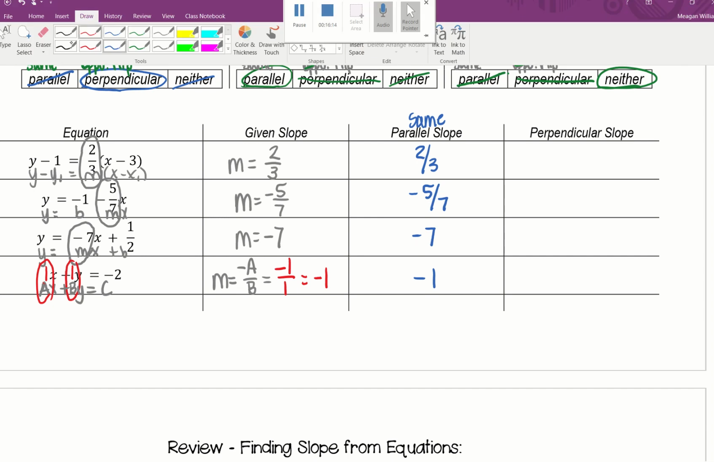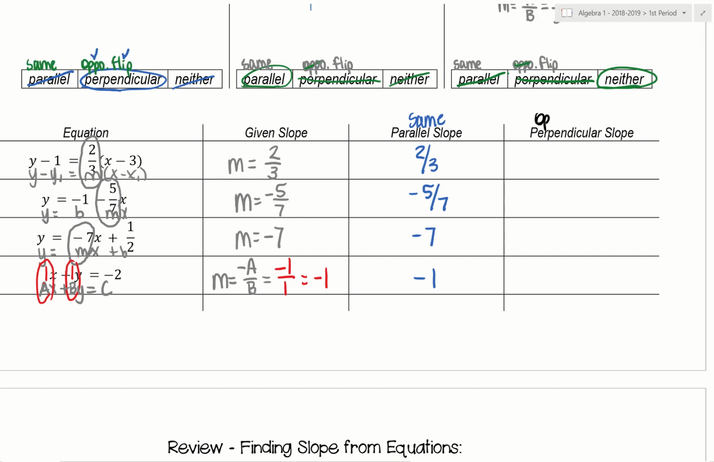The perpendicular slope is trying to be tricky. Remember, it's the opposite sign and it's flipped. So my original problem is positive. That means my new sign is going to be negative. And 2/3 flipped is going to become 3/2 to be a perpendicular slope. So notice it originally was a positive 2/3. In order to become perpendicular, we've got to make it negative and flip my fraction.